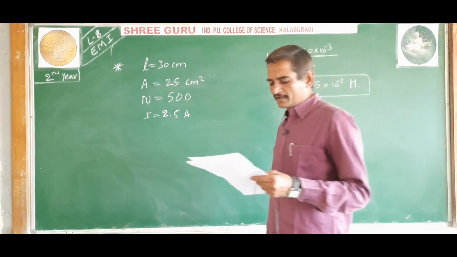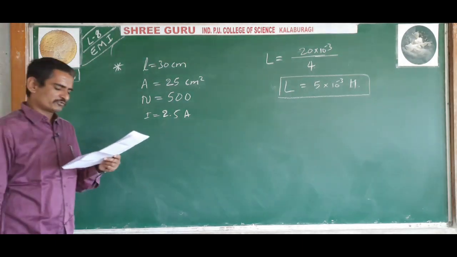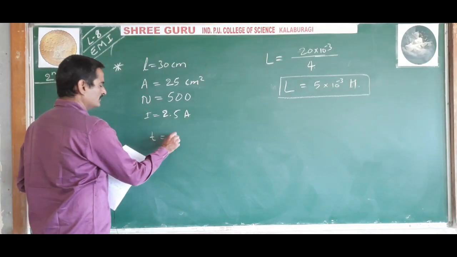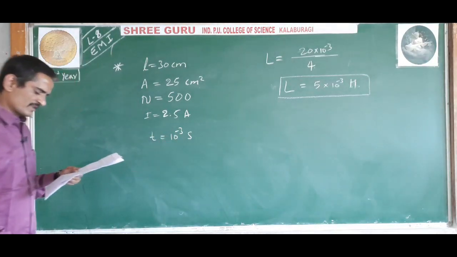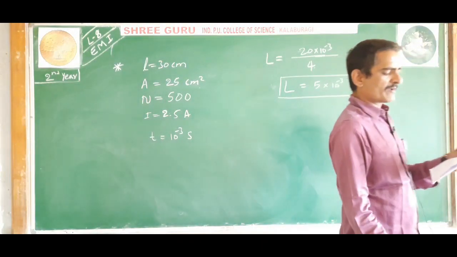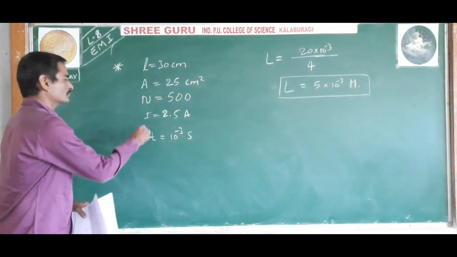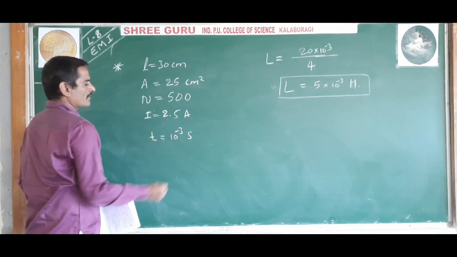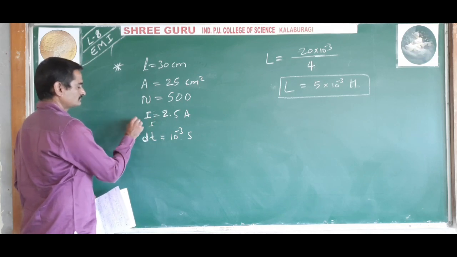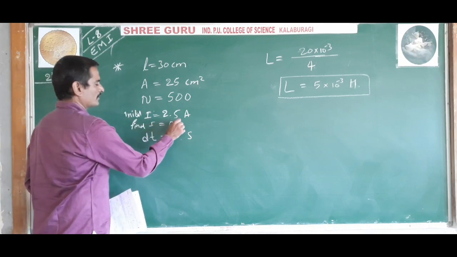The current is suddenly switched off in a brief time of 10 to the power minus 3 seconds. That is, current is reduced to 0 in a brief time of 10 to the power minus 3 seconds. You can write it as dt, and this is the initial current, and the final current is 0 ampere. Okay.